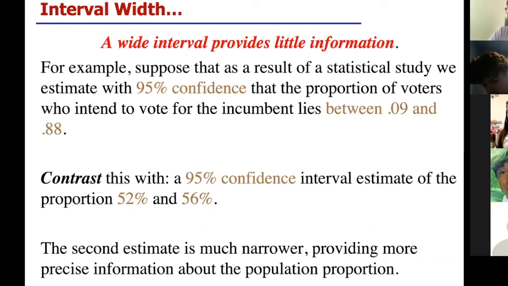as I mentioned before, that interval width is very important for us, right? So if you come up, for example, with an election estimate and you say with 95% confidence, the proportion of the voters who intend to vote for, let's say, Donald Trump is between 9% and 88%, I mean, yeah, great. That's not very useful, right? Coming up with such a wide interval doesn't contain much information. But if you come up with something like between 52 and 56%, that's something a lot more useful. So that width of interval is very important.